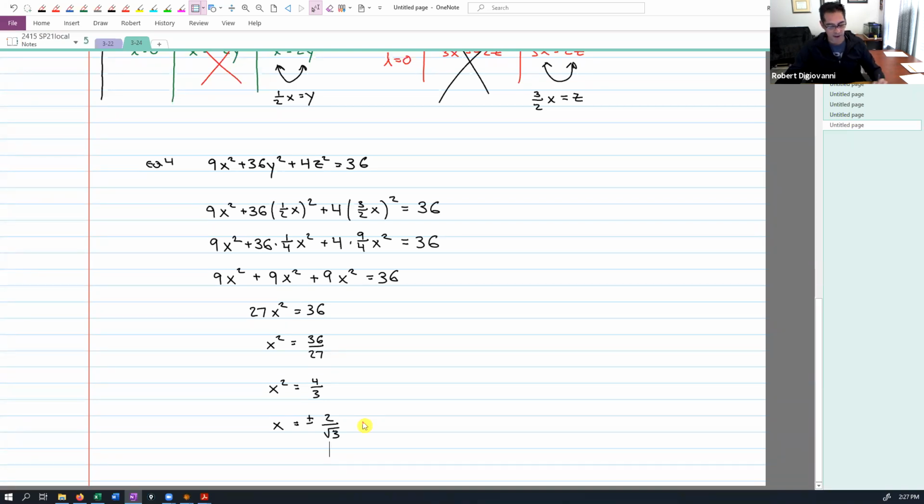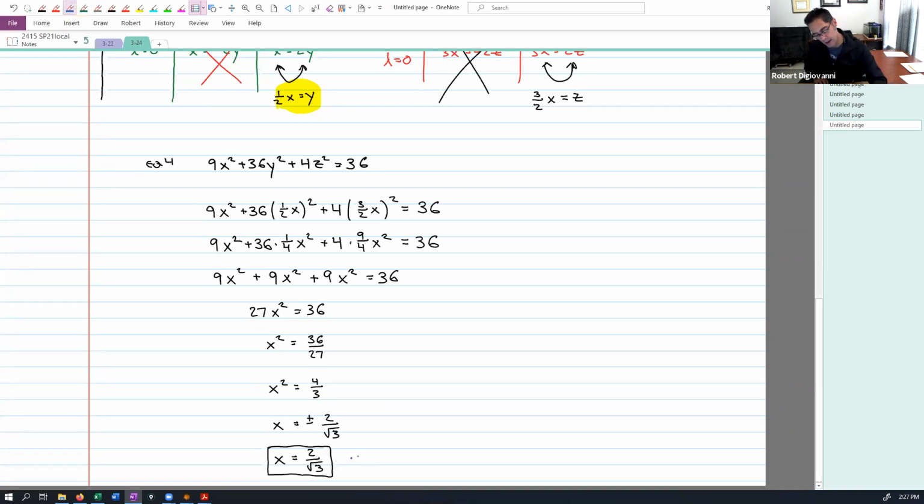I'm going to throw away the negative answer. I have a solution for x. Who has questions? If I have x, I have y, right? I mean, look, y is half of x.